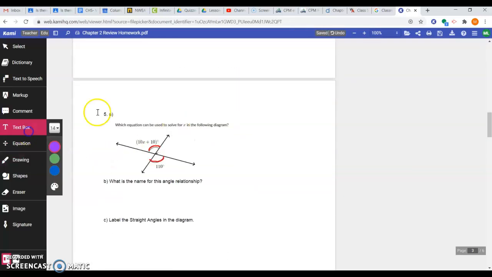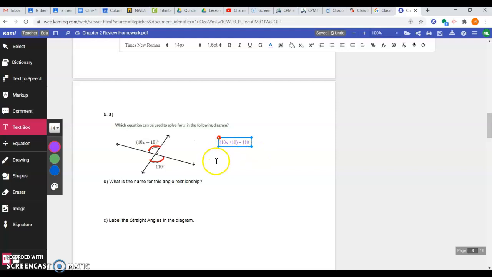So we can set up our equation by setting these two equal to each other. 10x plus 10 is going to be equal to the other angle, which is 110. And then from there we solve for x, and there's our equation, and then we're going to be able to solve for x, and we said the name of the relationship was going to be the vertical angles.